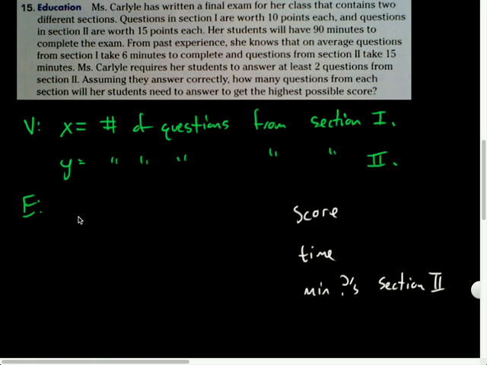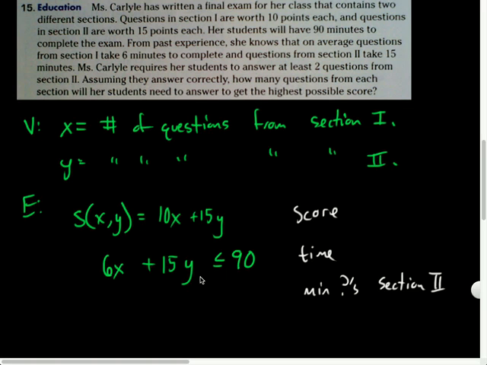So let's see. My score equation, S of x comma y, I get 10 points for every one from section x and 15 from section y. So that's the equation to be maximized. Now my time constraints, I've got 90 minutes total. So students have to answer all of these in less than or equal to 90 minutes. So section 1 questions are 6 minutes, so 6 minutes times every section 1 question, plus 15 minutes for every section 2.